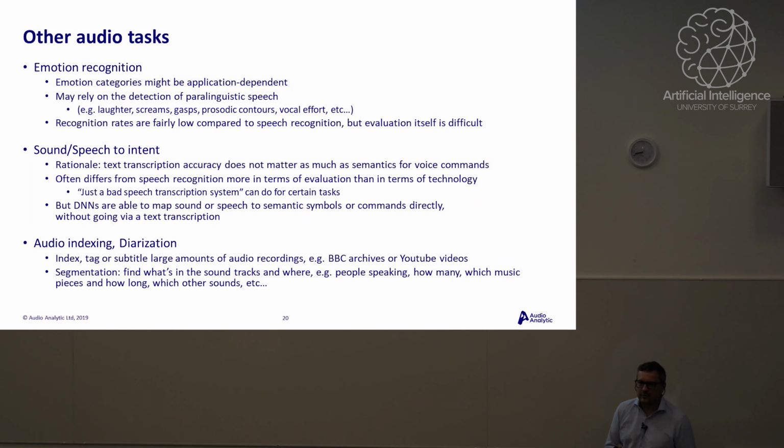Maybe your application is just about detecting when people are happy, or maybe your application is about satisfaction. So there is a whole spectrum of possible emotions, and there is not always agreement on what the emotion labels should be, depending on the task. It might rely on the detection of paralinguistic speech. Paralinguistic speech is all the sounds of speech which are not linguistic. So laughter is paralinguistic, screams, gasps, prosodic contours might be a paralinguistic cue, vocal effort. If I speak like this, it's more likely to be anger or, I don't know, political speech, say, or something like that.